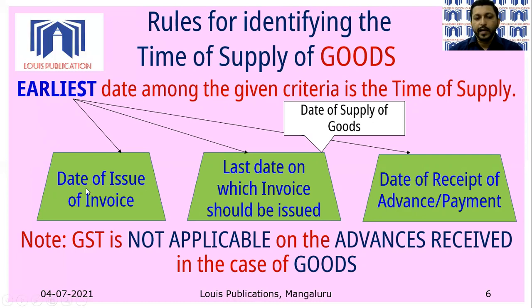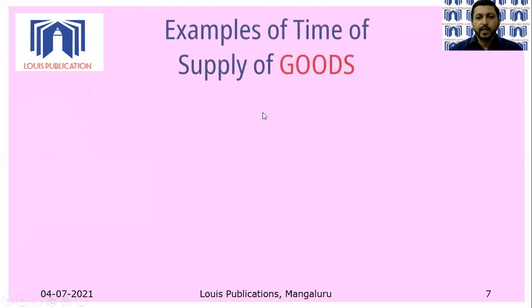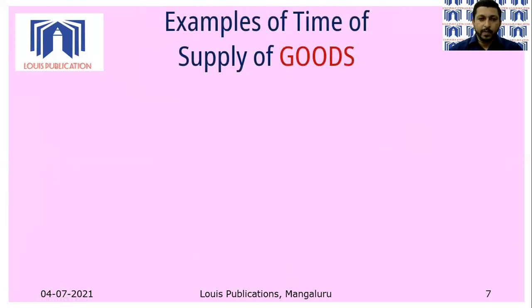Now we have three criteria here: the date of issue of invoice, the last date on which the invoice should be issued, that is nothing but the date of supply of goods, and the date of receipt of payment, you can say. Since advance is not considered, we can take it as the receipt. When has the business received the money? So among the three dates, whichever is the earliest date will be considered as the time of supply of goods. Let's understand that with the help of three examples.